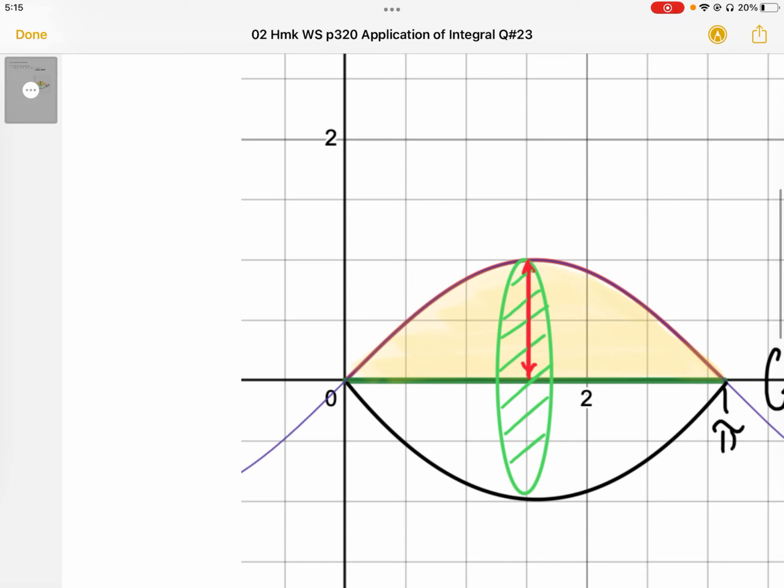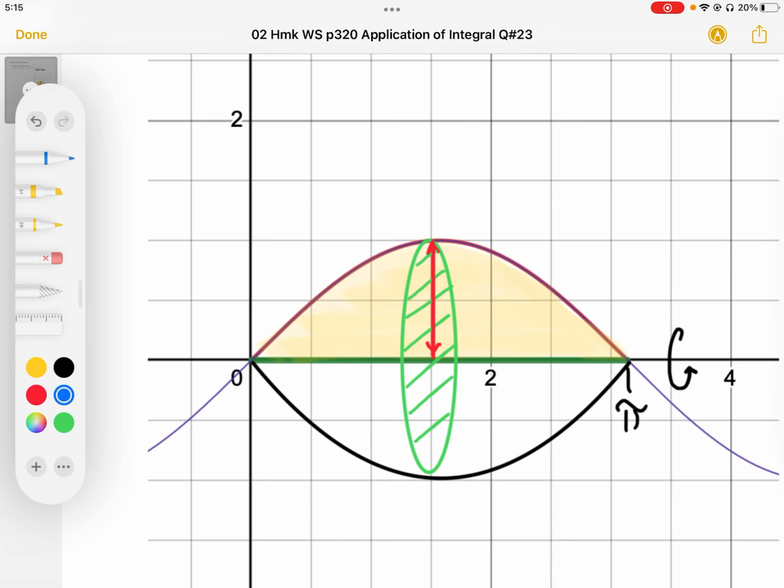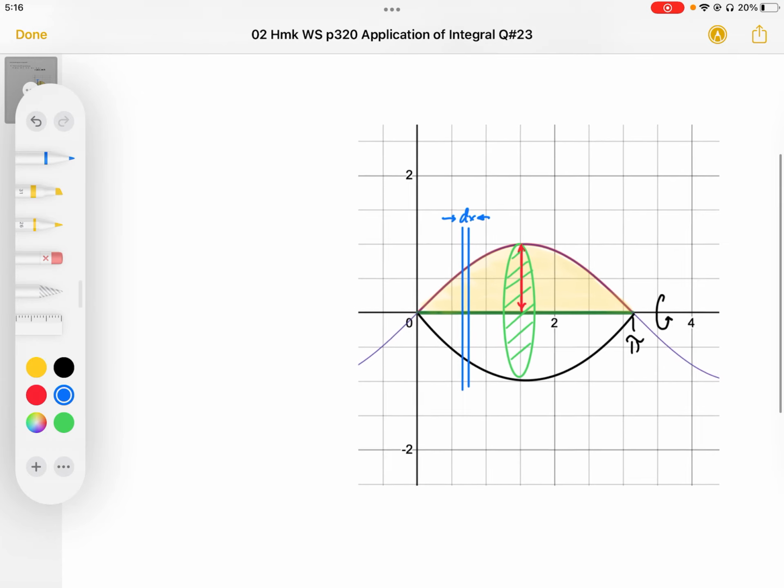The area I've shaded in yellow, we're going to rotate around the x-axis and generate a solid. When we rotate this, our slices are going to be along the dx, so I'm going to draw them in. I'll have vertical slices like this with a width of dx, and those slices have cross-sectional areas of circles. So we need to calculate the area of the circle and then give it some thickness.